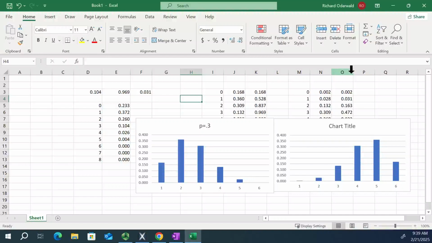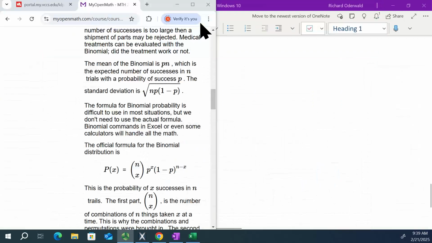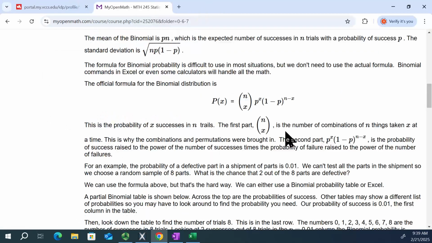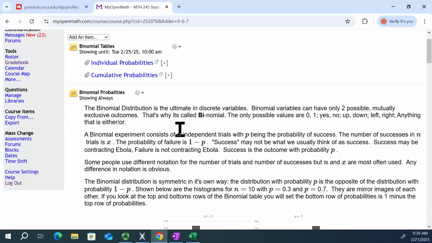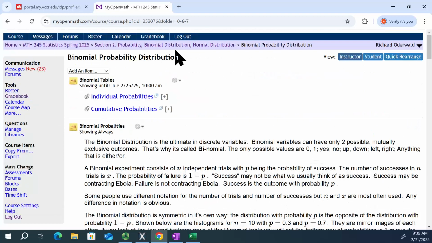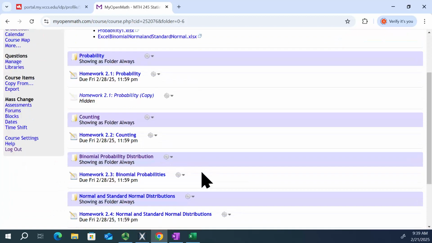Okay, we're going to look at the homework on counting first. And this we need My Open Math. Back to section 2. Here is the counting part that we already did, and the counting homework. If you've done all of this, there were a few I got stuck on. That's what we'll fix.